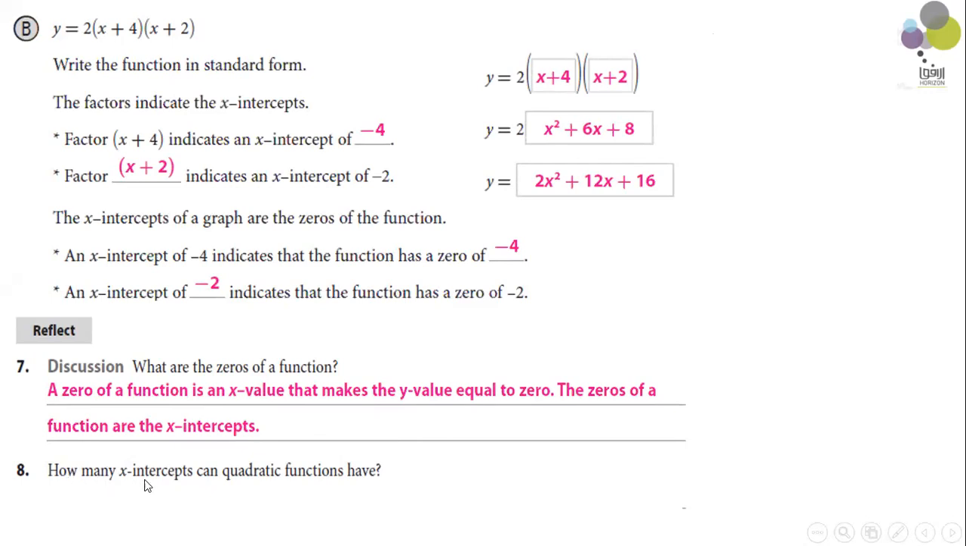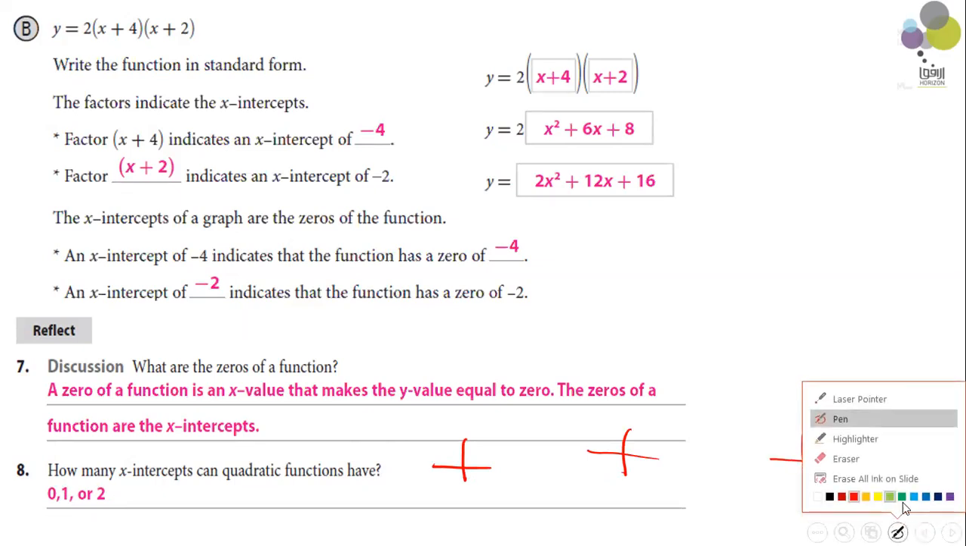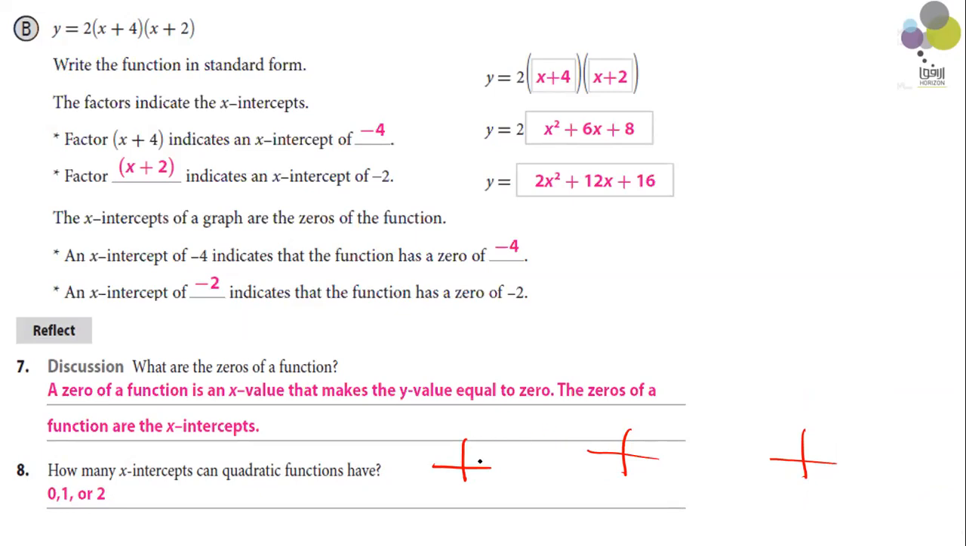How many x-intercepts can a quadratic function have? Maybe 0, maybe 1, maybe 2, like what I explained before. And we have three cases here: 0, 1, 2. The first case is the parabola intersects the x-axis in 2 points like this.